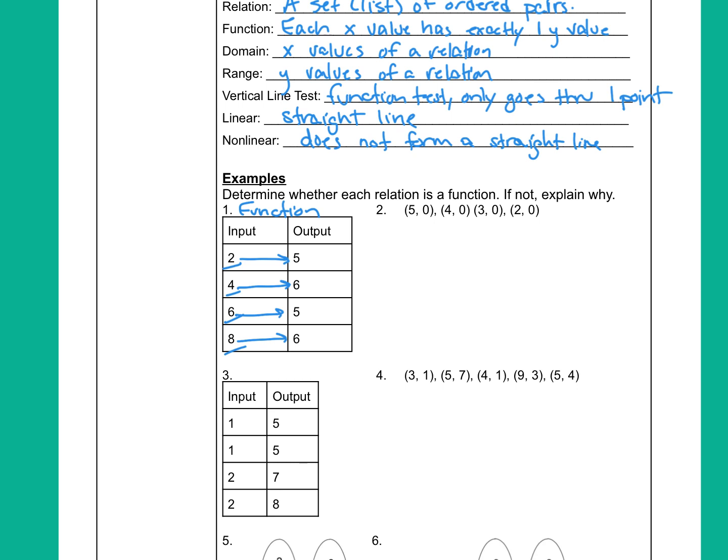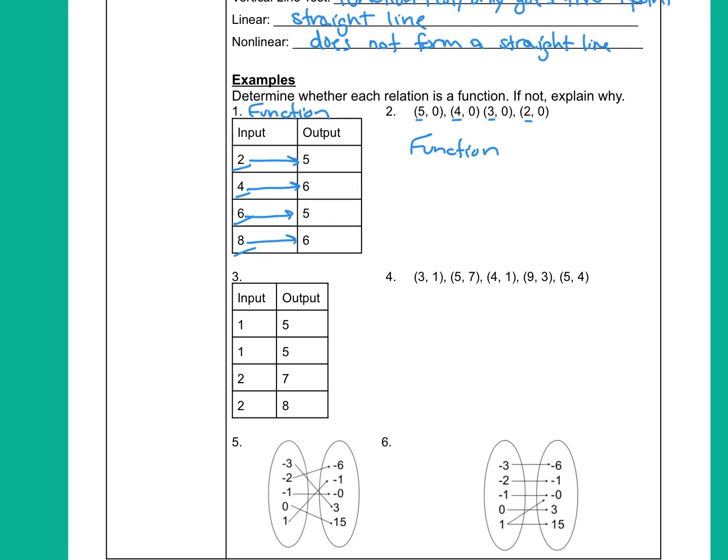On number 2, we have a 5, a 4, a 3, a 2. Again, all the x numbers are different, so we have to assume based on what we know, this is going to be a function. When we get down to number 3, this is where we start seeing what this really means to be a function.